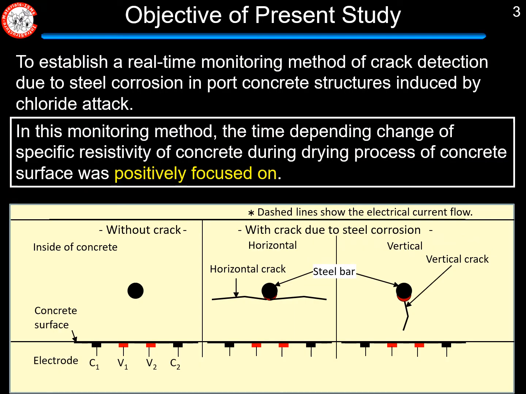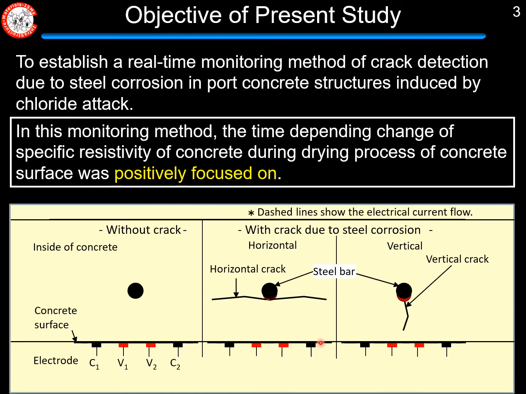From this background, the objective of this study is to establish a real-time monitoring method of crack detection due to steel corrosion in port concrete structures induced by chloride attack. In this monitoring method, the time-dependent change of specific resistivity of concrete during the drying process of the concrete surface was positively focused on. This figure shows the image of the measurement method.